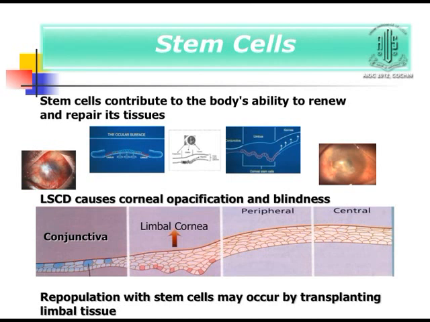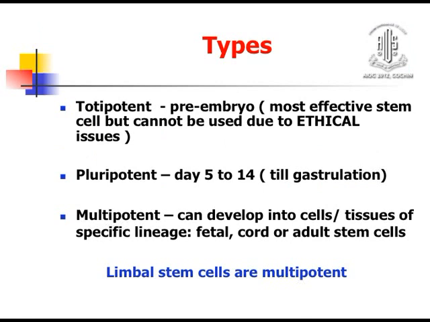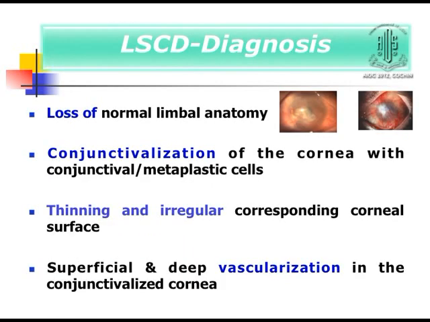Coming to the stem cells, deficiency occurs usually in a severe case of dry eye. Stem cells contribute to the body's ability to renew and repair its tissue. Limbal cell deficiency causes corneal opacification, leading to blindness. The repopulation with stem cells may occur by transplanting the limbal tissue. There are different types of stem cells in the body, and limbal stem cells are multipotent type of cells.